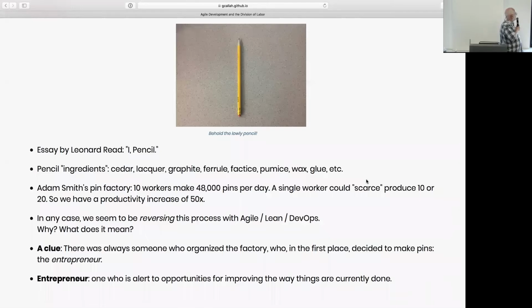So the thing that got me contemplating this topic was that in lean, agile, DevOps, to some extent, we're seeing somewhat of a reversal of this process. So this seemed to me a curious thing, something worth thinking about. Why is it that we have a stress on people who are more broadly knowledgeable and have more general knowledge? Are we going to lose the productivity gains of the division of labor when we reverse this process?